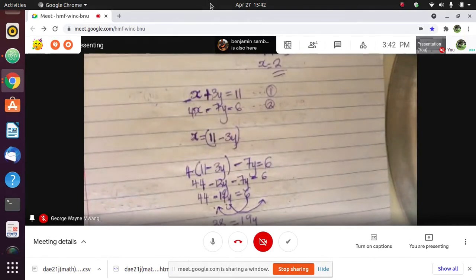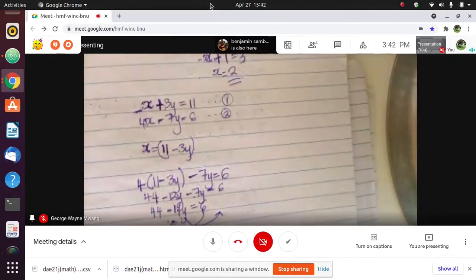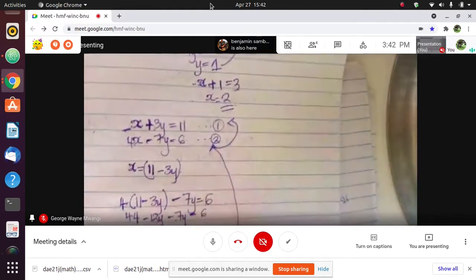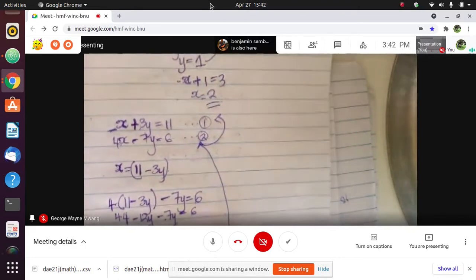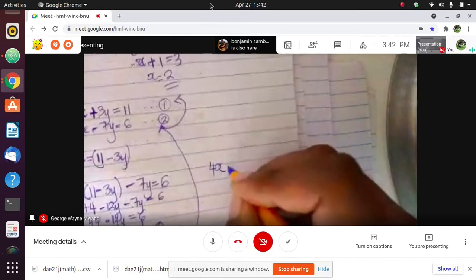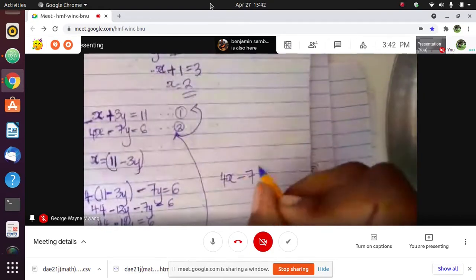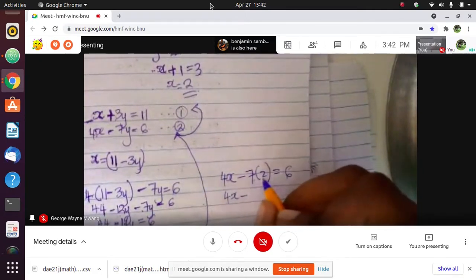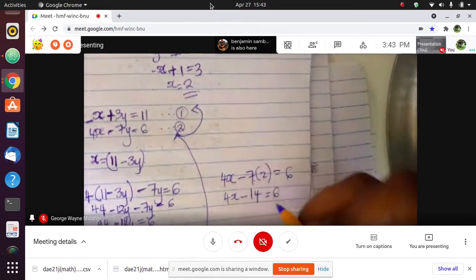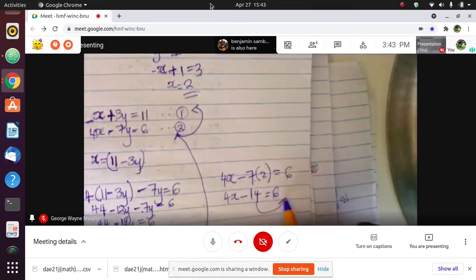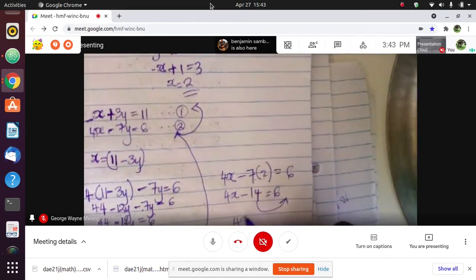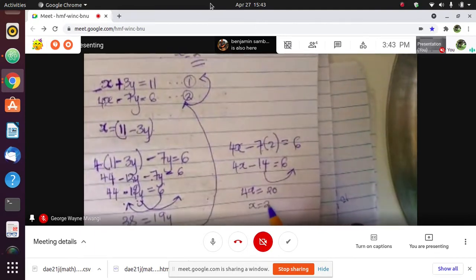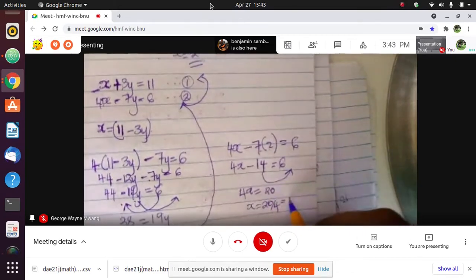Are we together? Yes. Now we have y as 2. We will replace this y in either of our equations 1 or 2 to give us the value of x. So let's take the second one. So 4x minus 7 and y is 2, so multiplied by 2 is equal to 6. So 4x minus 7 times 2 to give us 14 is equal to 6. Now 14 taken to the other side will become a positive number. So what you're left with is 4x is equal to 14 plus 6, which is 20. Therefore x will be 20 divided by 4 to give us that the value of x is 5.